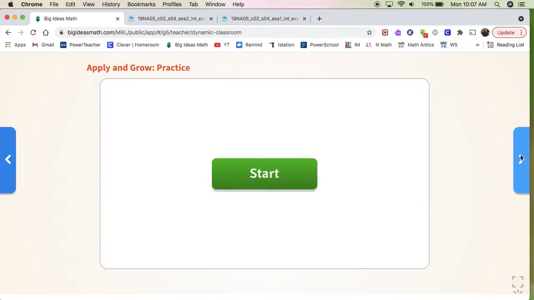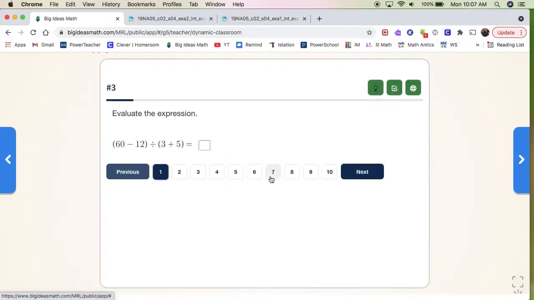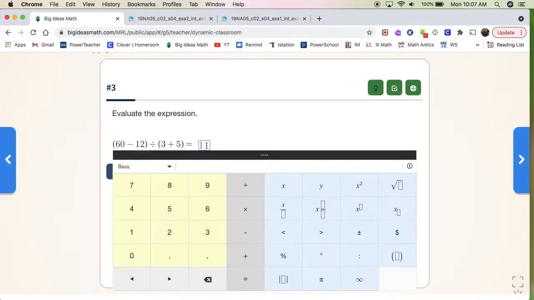All right, moving on to the next thing. We're on page 73 now. We're going to do the apply and grow practice, starting with number 3 at the top. We have 60 minus 12 divided by 3 plus 5. So I'm going to evaluate what's in the parentheses first.